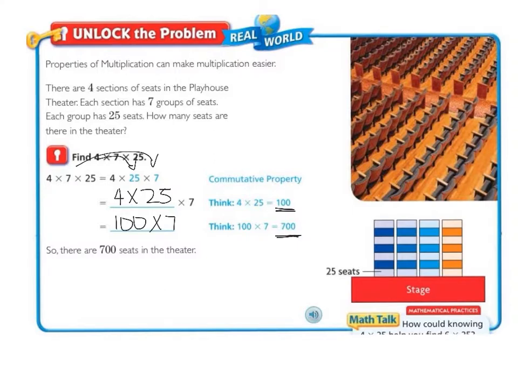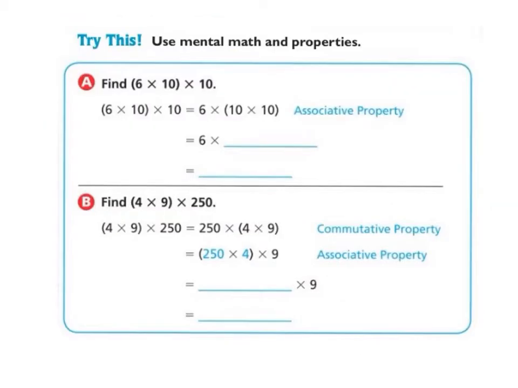So by moving the order of the numbers around, it makes it much easier for me to figure out my total answer of how many seats are in the theater. There are 700 seats in the theater. Let's try another couple problems to practice using our properties of moving and grouping our numbers.